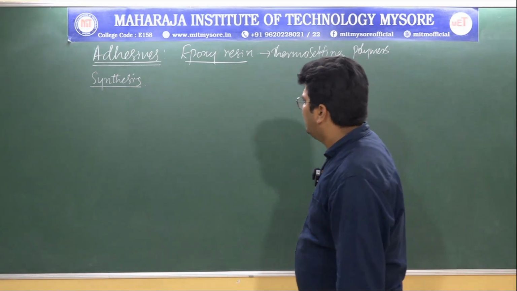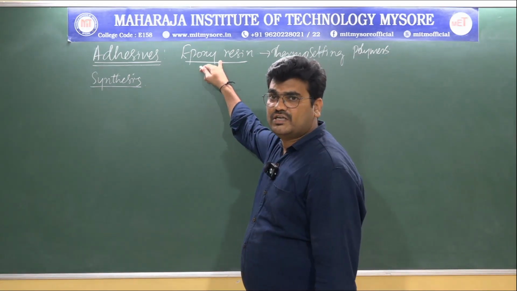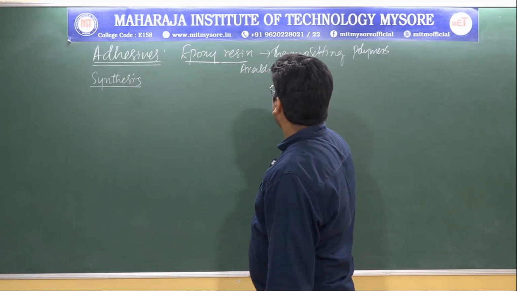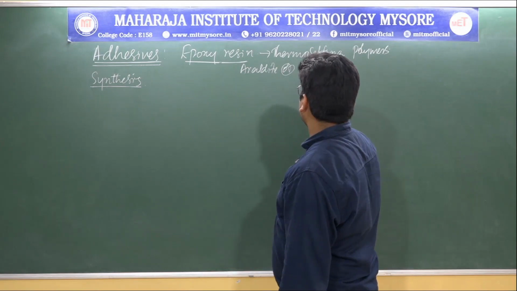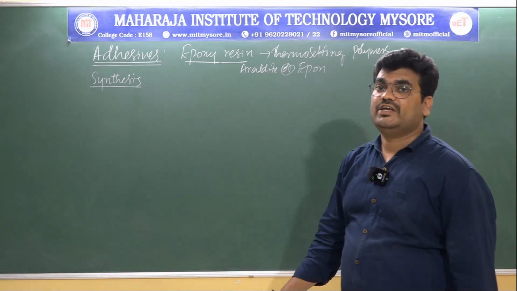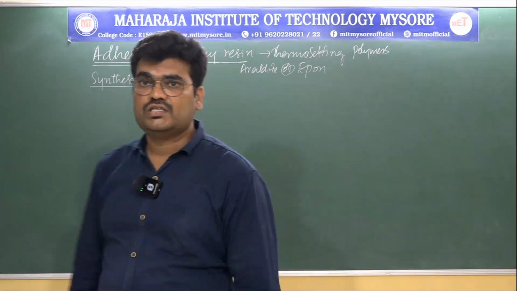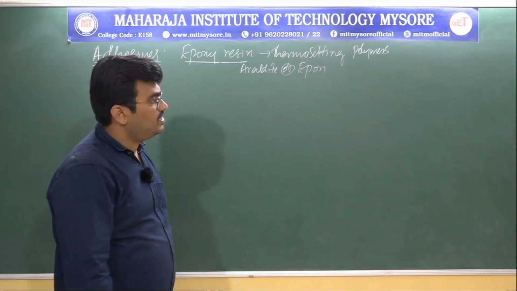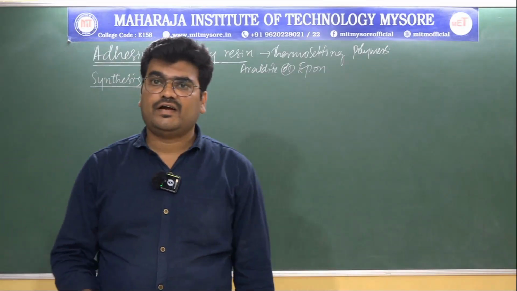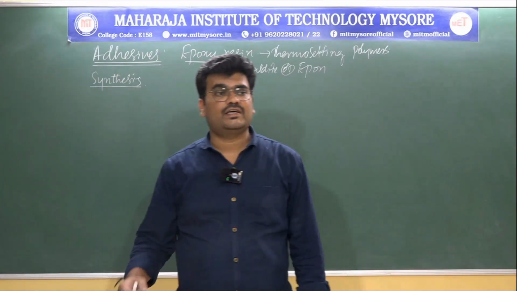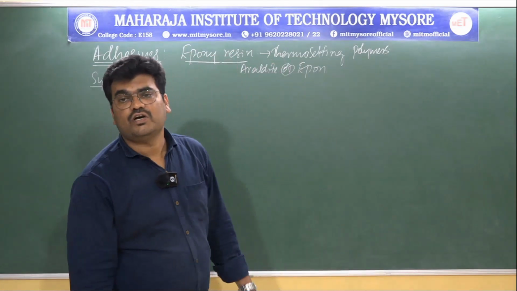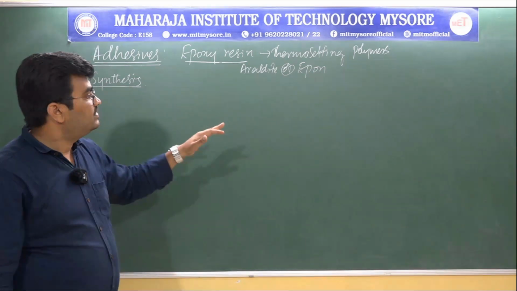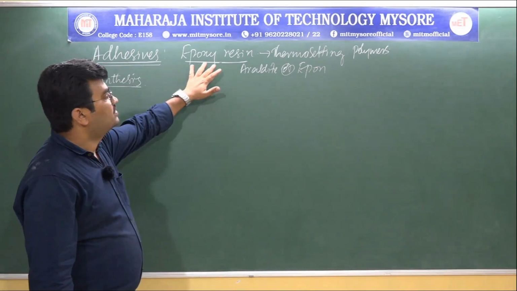Araldite or Epon are the trade names for the epoxy resin. This epoxy resin is prepared by the condensation polymerization of bisphenol A and epichlorohydrin. As a result of which we are going to get epoxy resin.